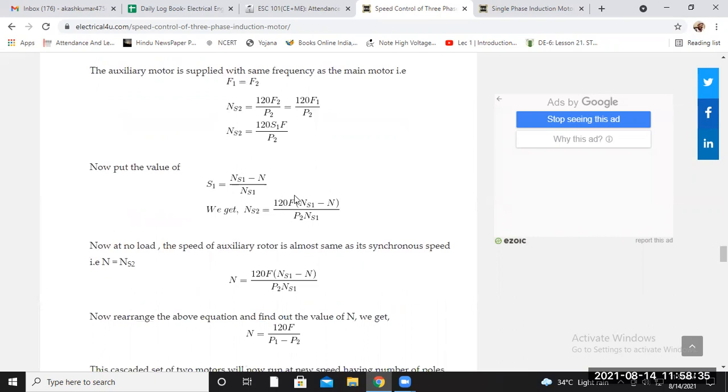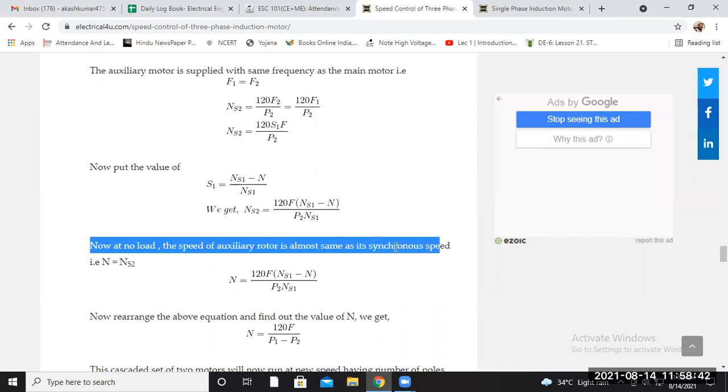Okay. Now at no load, the speed of the auxiliary motor is almost the same as its synchronous speed. That is, N equal to ns2. So the synchronous speed ns2 is also written as the rotor speed of the auxiliary motor, that is N. The ns2 is replaced with N, and the rest of the terms are as they are: 120 f times ns1 minus n, divided by P2 ns1. So this is the rotor speed of the auxiliary motor.